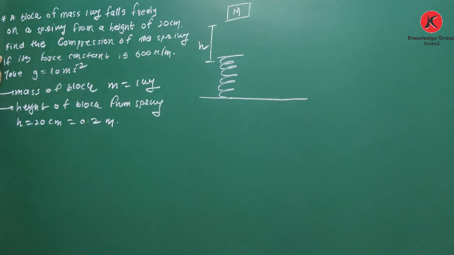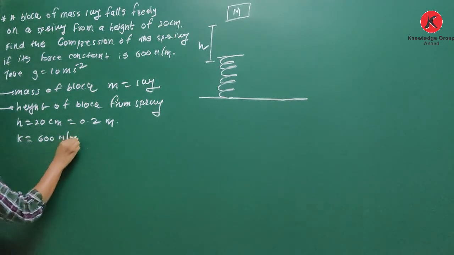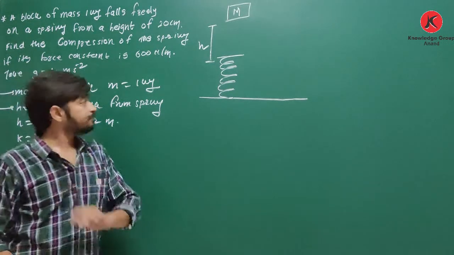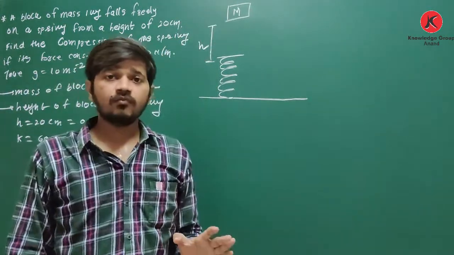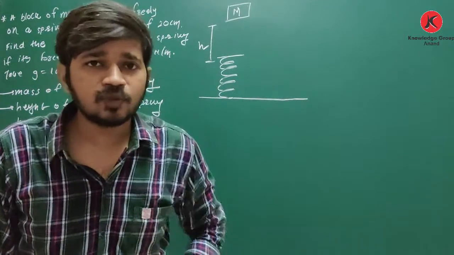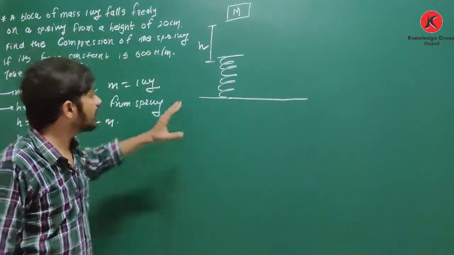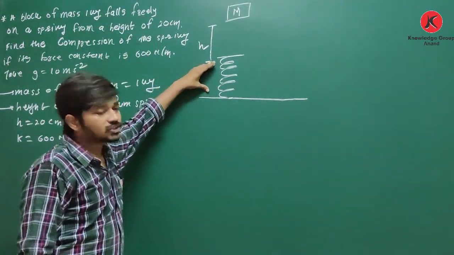Okay, find the compression of the spring if its force constant is 600 Newton per meter. Understand the question. It is one block, and this spring is not in compression mode. It is unstretched, uncompressed.